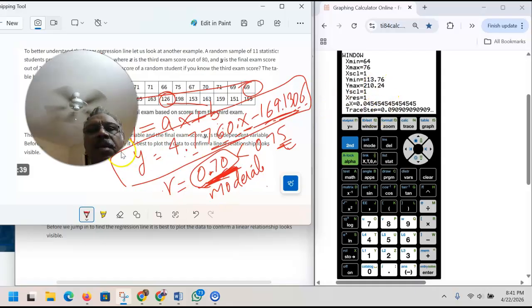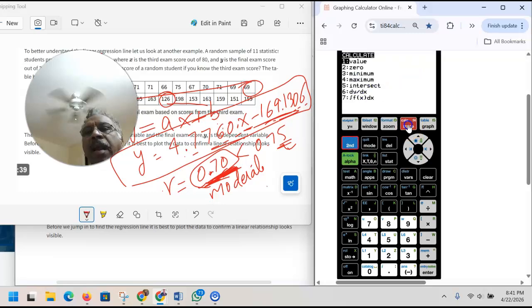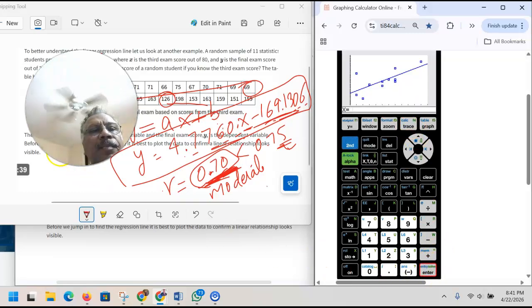So don't worry about the graph part. But the main idea is, once you have a graph, how do you find the value? Second and calc. Let's see, a student got an enter. And so the question is asked here: can you predict the final exam of a random student if you know the third exam?